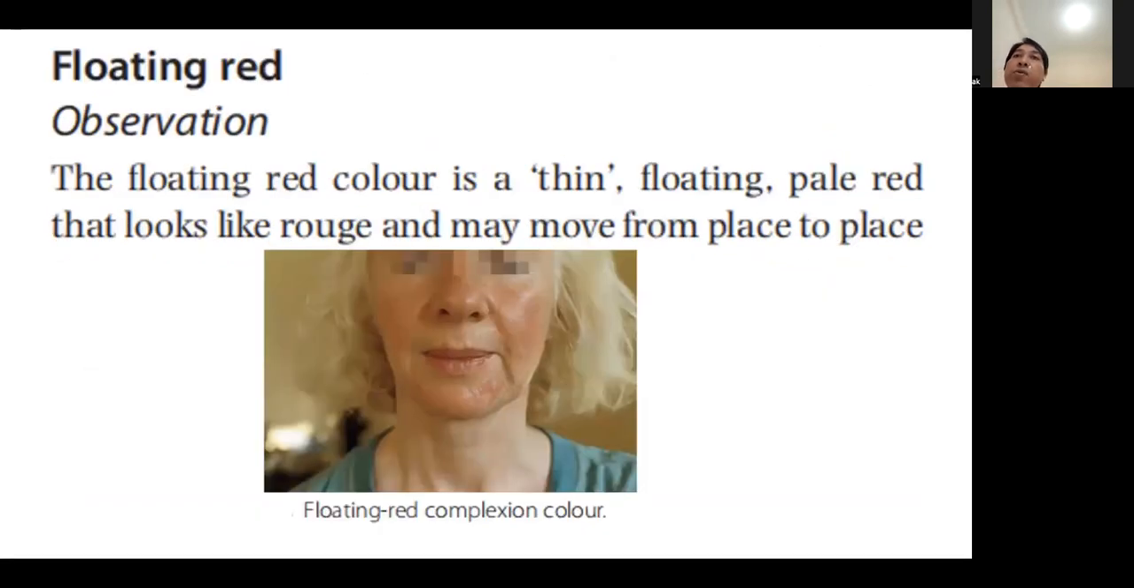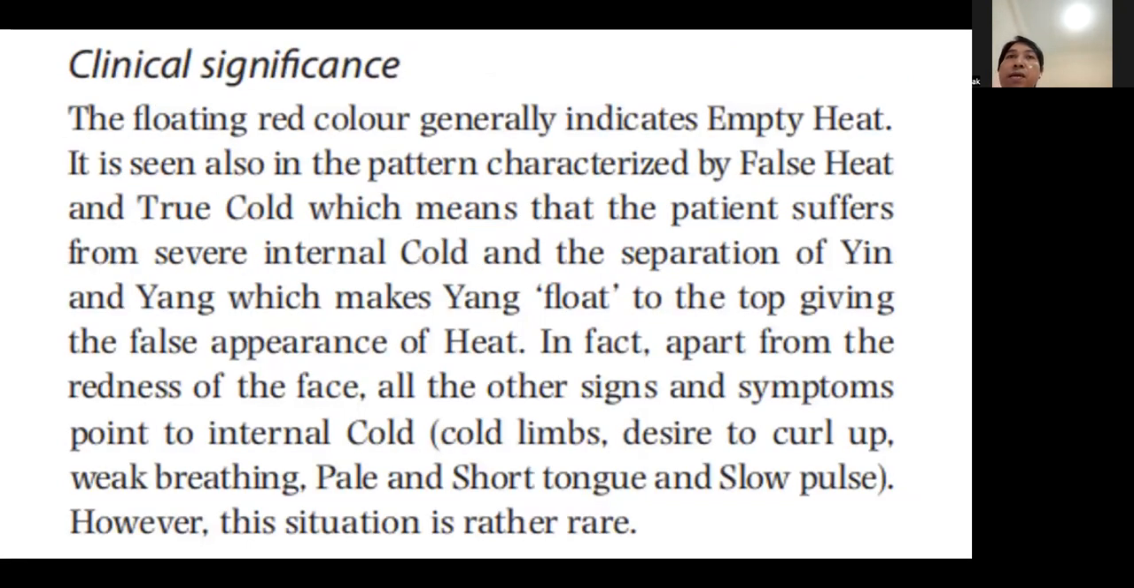Floating red. The floating red color is a thin, floating, pale red that looks like rouge and may move from place to place. This picture is an example of floating red complexion color. The floating red color generally indicates empty heat. It is seen also in the pattern characterized by false heat and true cold, which means that the patient suffers from severe internal cold and the separation of yin and yang, which makes yang float to the top, giving the false appearance of heat. In fact, apart from the redness of the face, all the other signs and symptoms point to internal cold: cold limbs, desire to curl up, weak breathing, pale and short tongue, and slow pulse. However, this situation is rather rare.